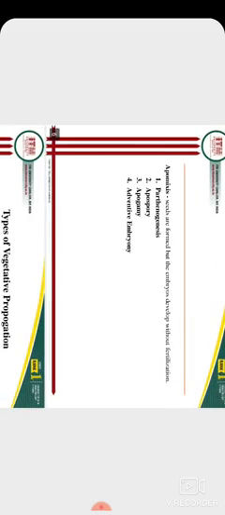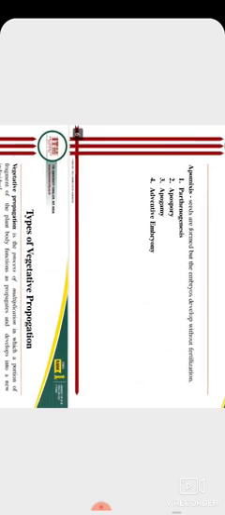Now what is apomixis? Seeds are formed but the embryo develops without fertilization. Means if the plant develops from the embryo without fertilization, that is called apomixis. It is of four types: parthenogenesis, apospory, apogamy, adventive embryony. On this topic I will tell you in the next video lecture. Today only about vegetative propagation.